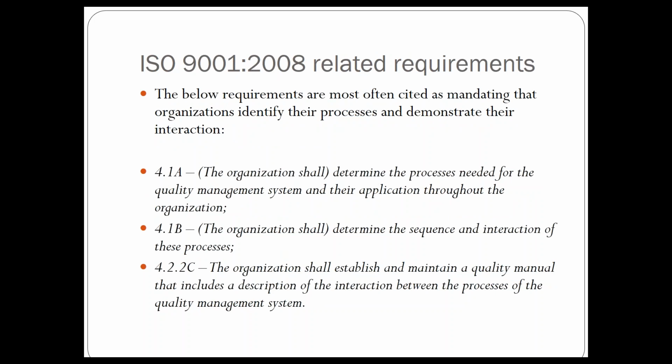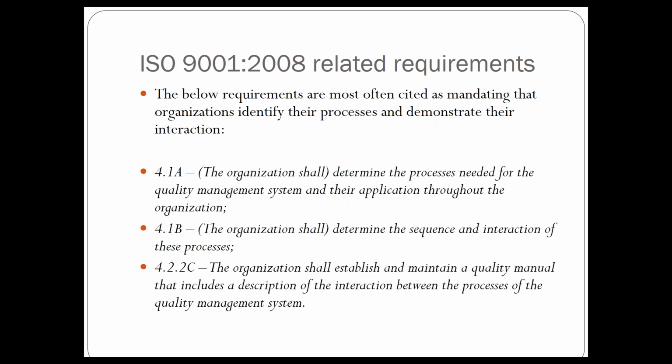So looking at the standard in terms of where this is an established requirement, we begin, of course, with ISO 9001:2008, and therein we have a couple of clauses that are in Section 4. We begin with 4.1a, where it states that the organization shall determine the processes that are needed for the quality management system and their application throughout the organization. That then continues in subclause B, where it states that the organization shall determine the sequence and interaction of those processes.